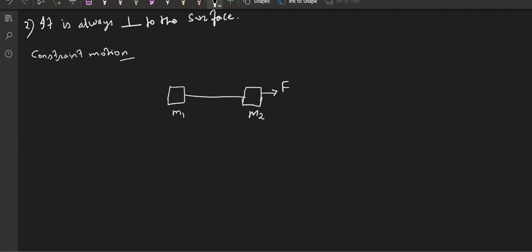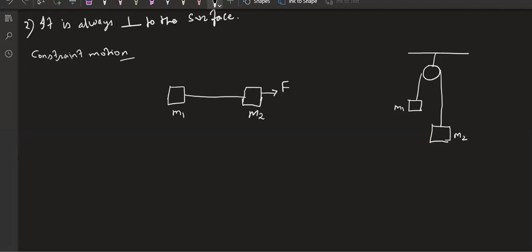Now suppose we have a pulley. This is the example that I gave in last class. So we have mass m1 and m2. This is also a case of constraint motion. Got it? So I hope all of you got the idea. What is the meaning of constraint motion?